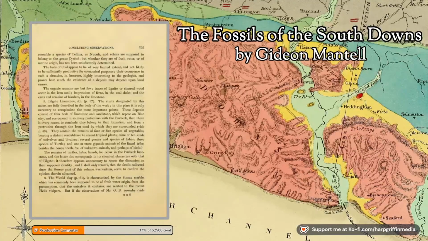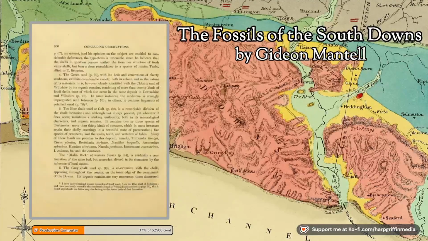3. The Weald clay, page 61, is characterized by the Sussex marble, which has commonly been supposed to be of freshwater origin, from the presumption that the univalves it contains are related to the recent Helix vivipara. But if the observations of Mr. G. B. Sowerby, see page 67, are correct, and his opinions on the subject are entitled to considerable deference, the hypothesis is untenable, since he believes that the shells in question possess neither the form nor structure of freshwater shells, but bear a close resemblance to a species of marine Turbo, allied to T. littoreus.